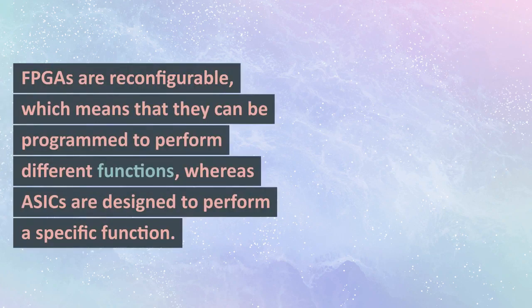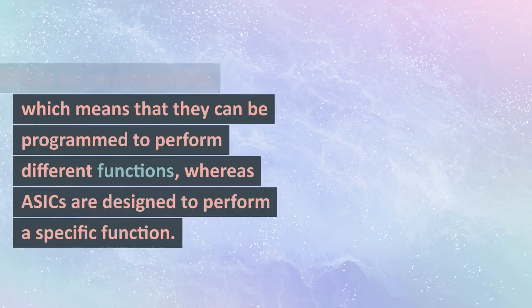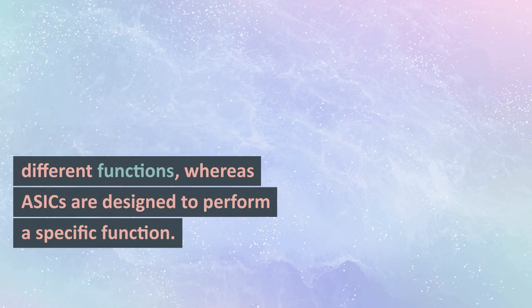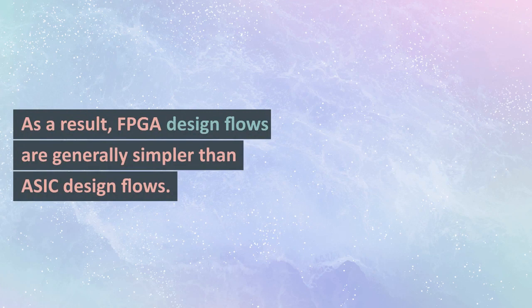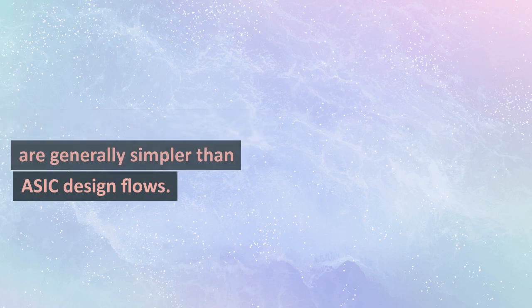FPGAs are reconfigurable, which means that they can be programmed to perform different functions, whereas ASICs are designed to perform a specific function. As a result, FPGA design flows are generally simpler than ASIC design flows.